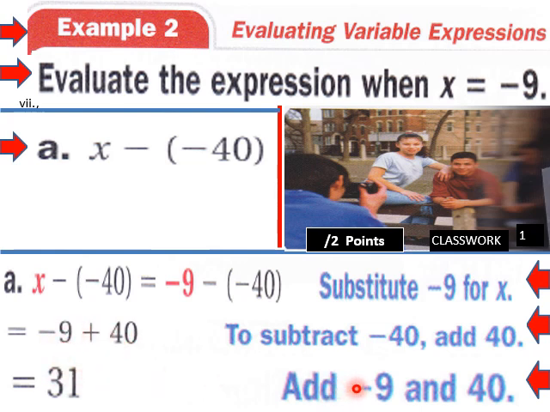Basically, they want you to add -9 to 40. That'd be another way of doing it. Or you could just visualize sticking -9 over on this side and doing 40 minus 9 equals 31.